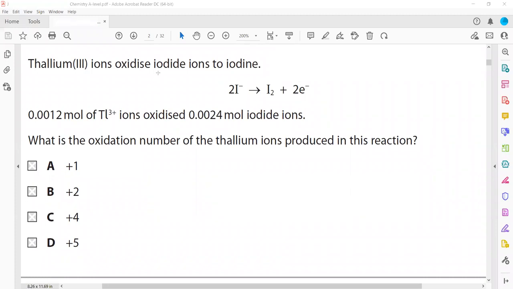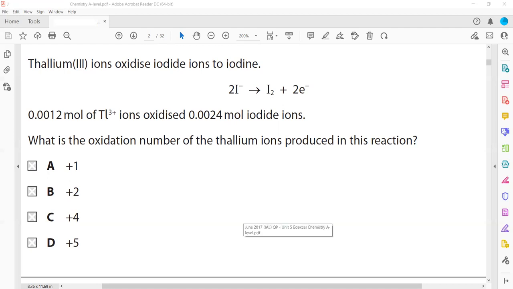In this question, thallium-3 ions oxidize iodide ions to iodine molecules. The ratio between the thallium ions and the iodide ions oxidized is given. What is the oxidation number of the thallium ion produced in this reaction? So we have to work out the ratio first. The ratio is 1 to 2 here.